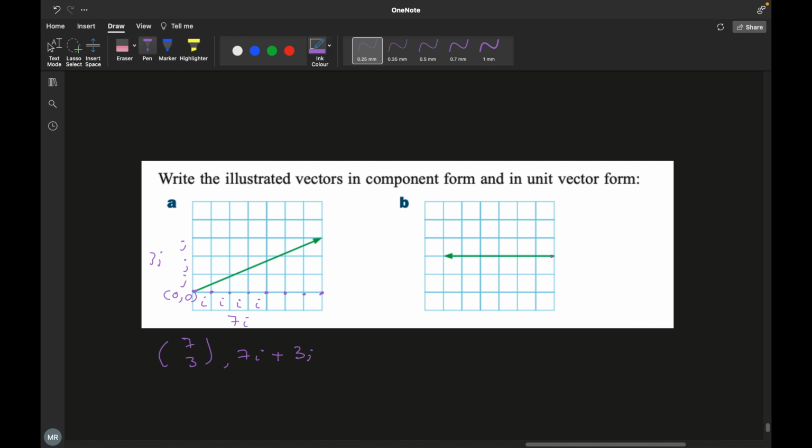Let's look at this one. This will be minus i because it's in this direction, the left direction. This is minus i, minus i, minus i, minus i, and minus i. We have 1, 2, 3, 4, 5, 6. So it's negative 6i. And there's no y component, so it's going to be 0j. In component form, it would be (-6, 0). And in unit vector form, it would be minus 6i plus 0j.